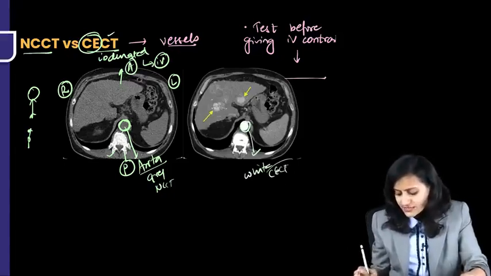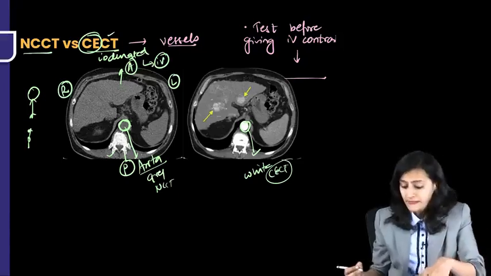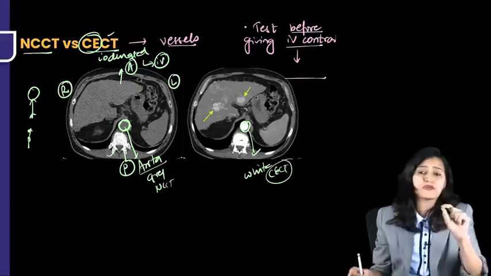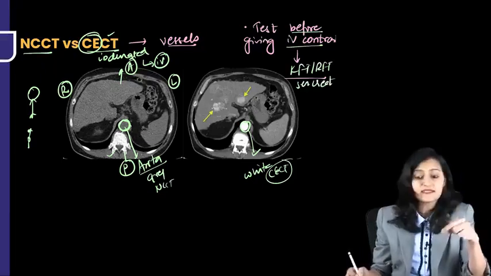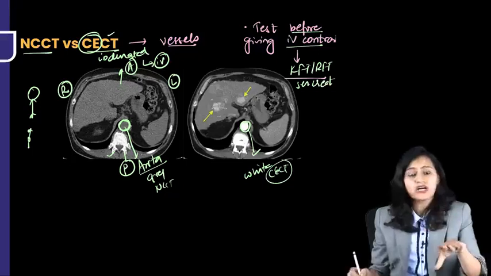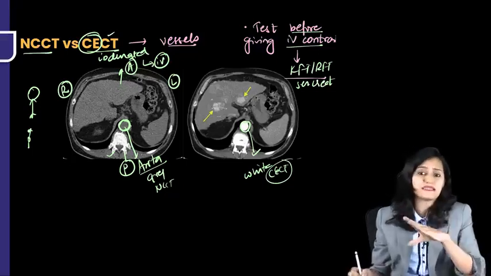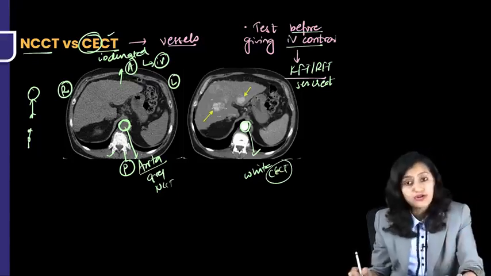It's a contrast enhanced CT. That is how we differentiate non-contrast from contrast. And what is the test that should be done before giving this IV iodinated contrast? It is KFT or RFT, and the easiest is the serum creatinine, because this can have nephrotoxicity and this contrast is excreted by the kidneys. So the renal function should be good before we give this IV contrast.